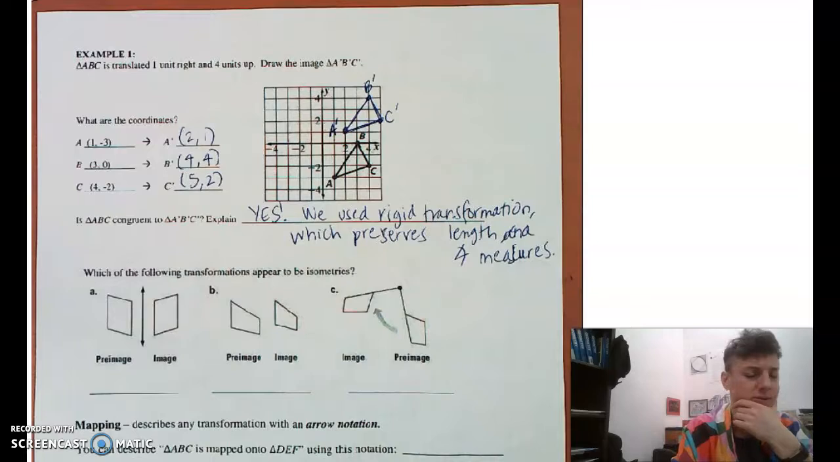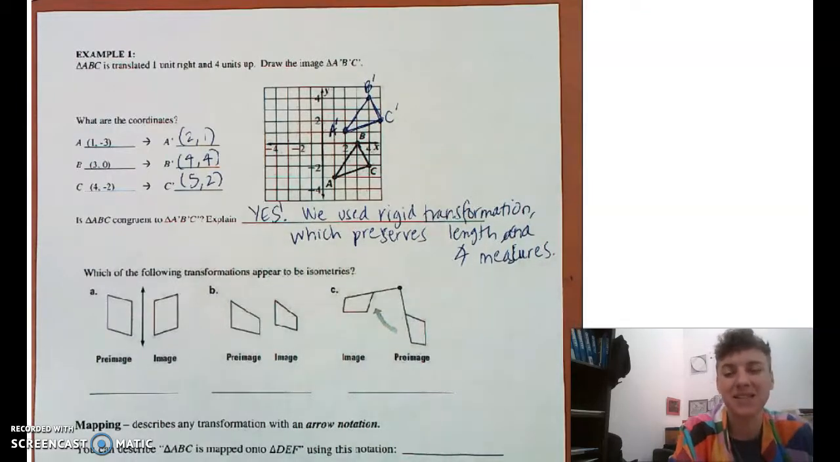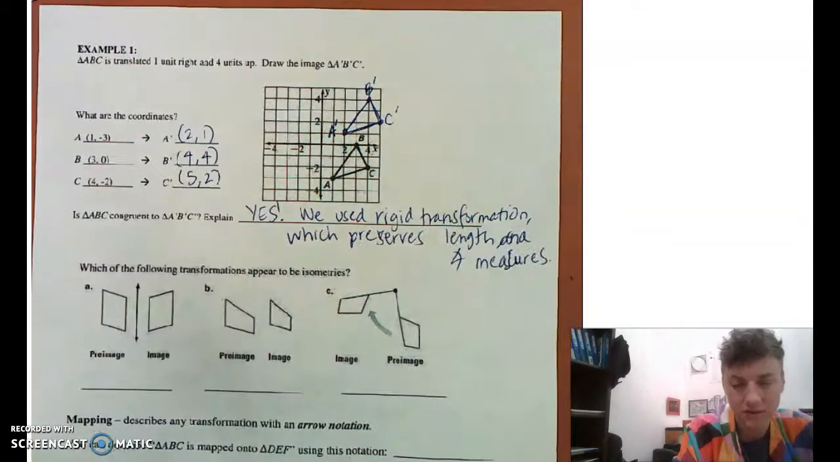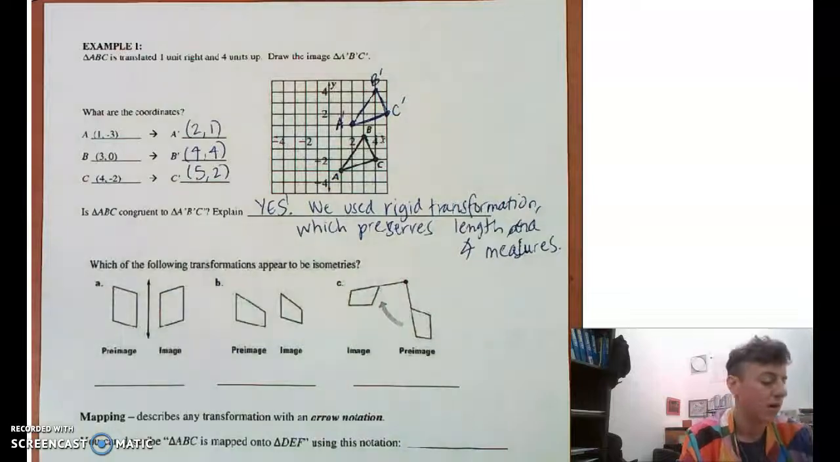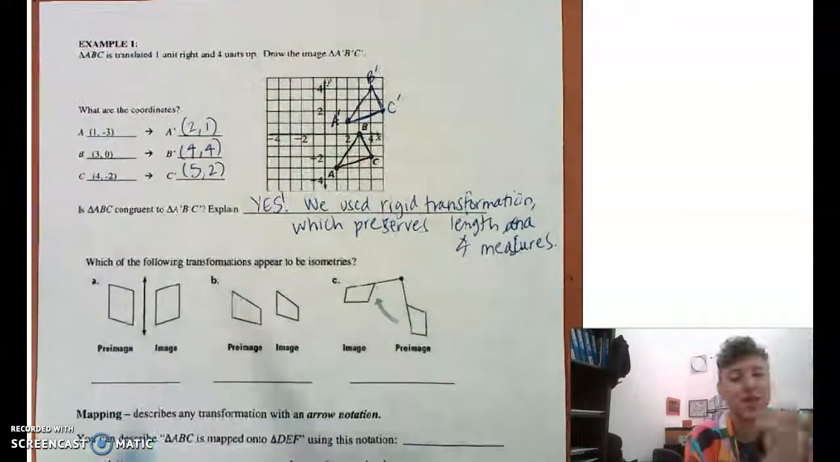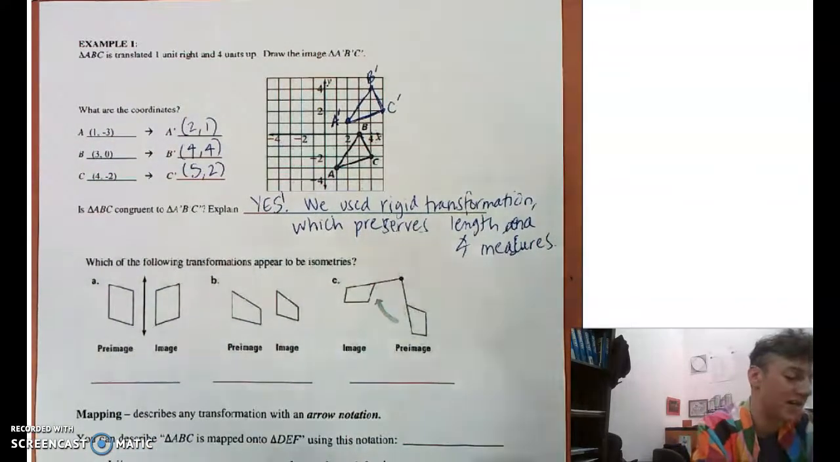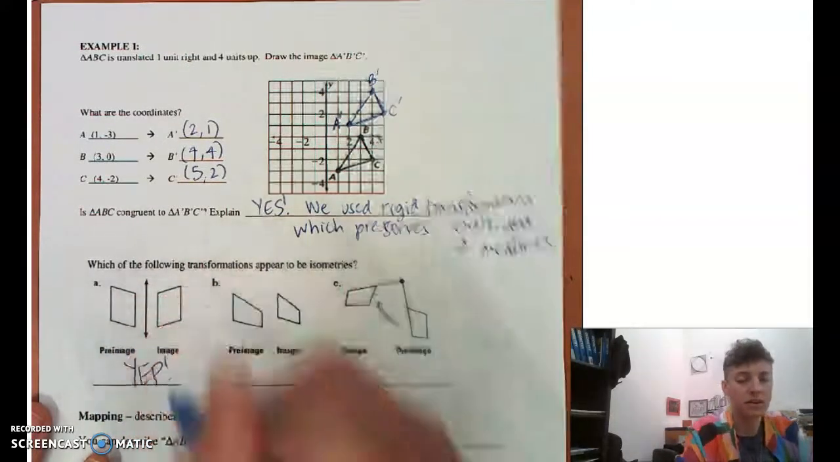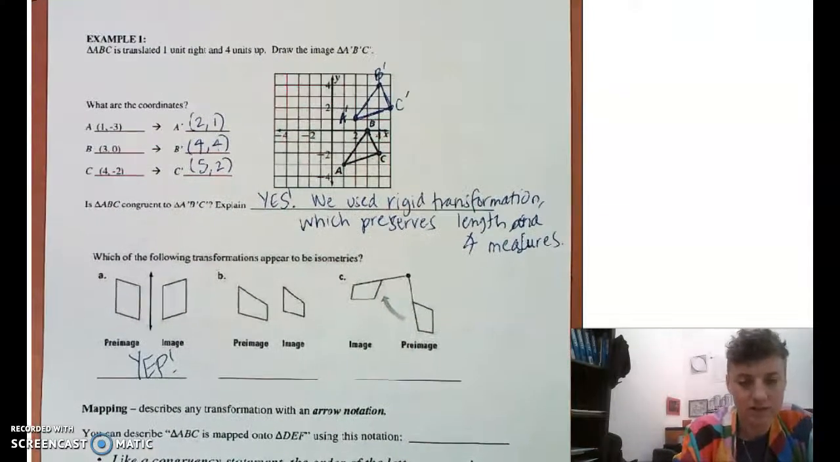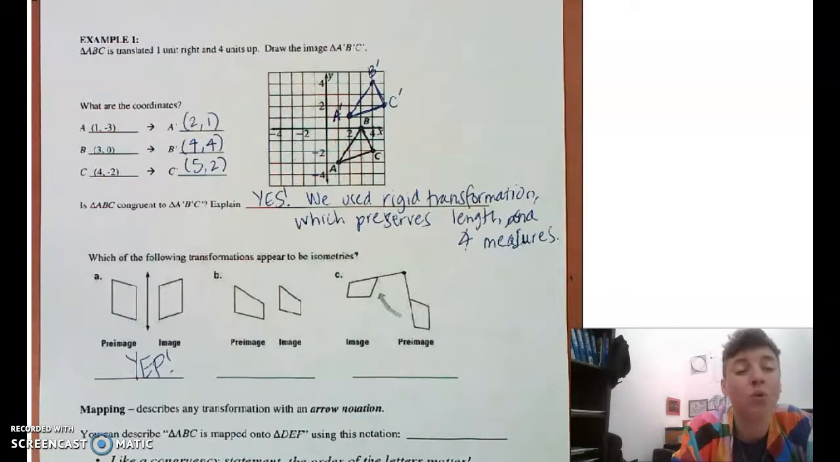All right. Which of the following transformations appear to be isometries? What does isometry mean again? It means it's the same basic shape. It didn't change in size. It just moved around in some way. So A, that looks like a reflection about a line of reflection. So, yep. It's the same shape. Didn't change in size. Just changed in orientation.